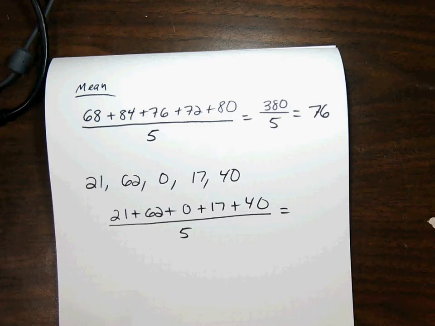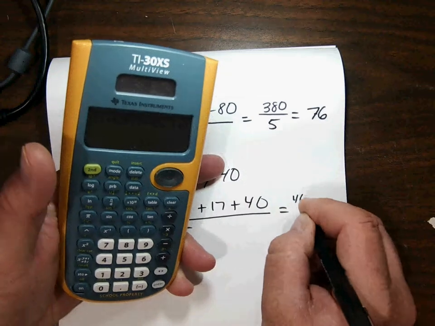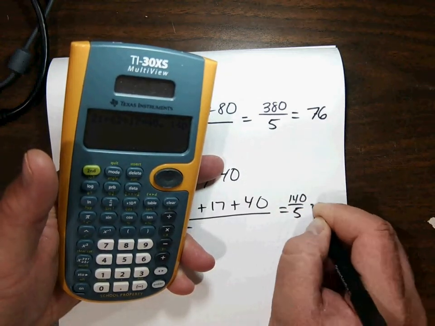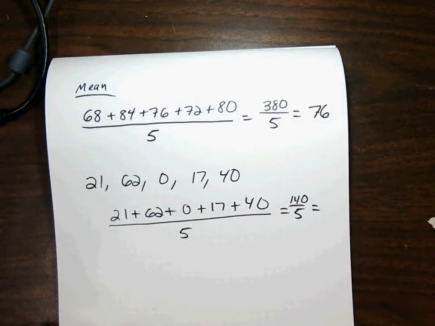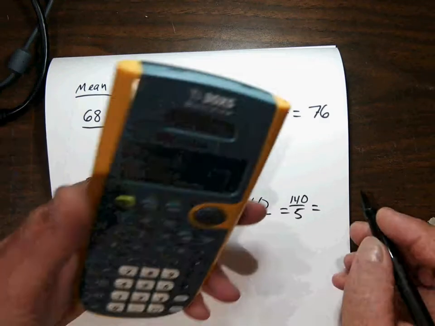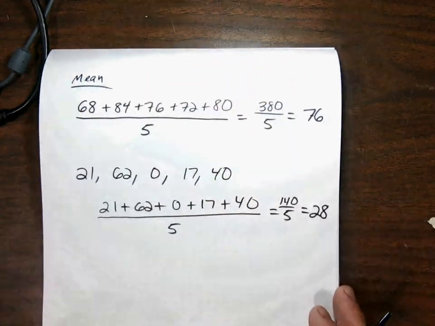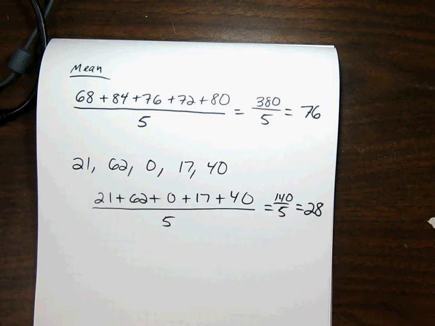So 21 plus 62, plus 0. We know it's not contributing there, but we're still going to divide by 5, not divide by 4. So that's going to be 140 divided by 5, and that's going to be 28. Again, I pulled those numbers out of nowhere. All right, sweet. So that is taking averages.